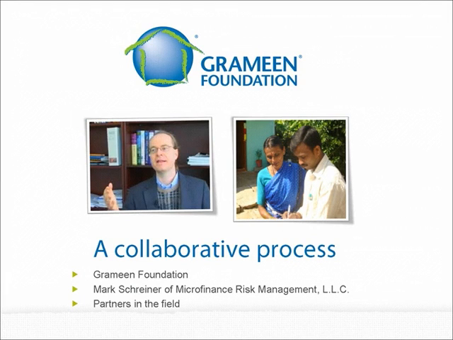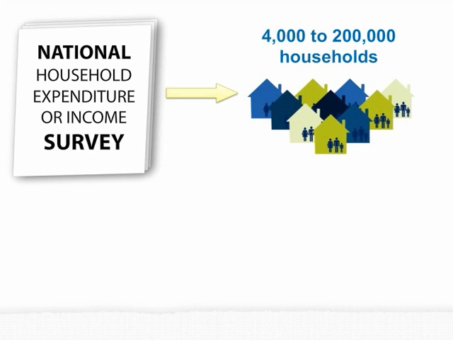The PPI is developed for each country through the collaboration of Grameen Foundation, Mark Schreiner of Microfinance Risk Management, and partners in the field, such as microfinance institutions that provide valuable feedback on each indicator. The first step in developing the PPI is obtaining the underlying national data set. The 10 questions that make up the PPI scorecard are pulled from a country's national expenditure or income survey.